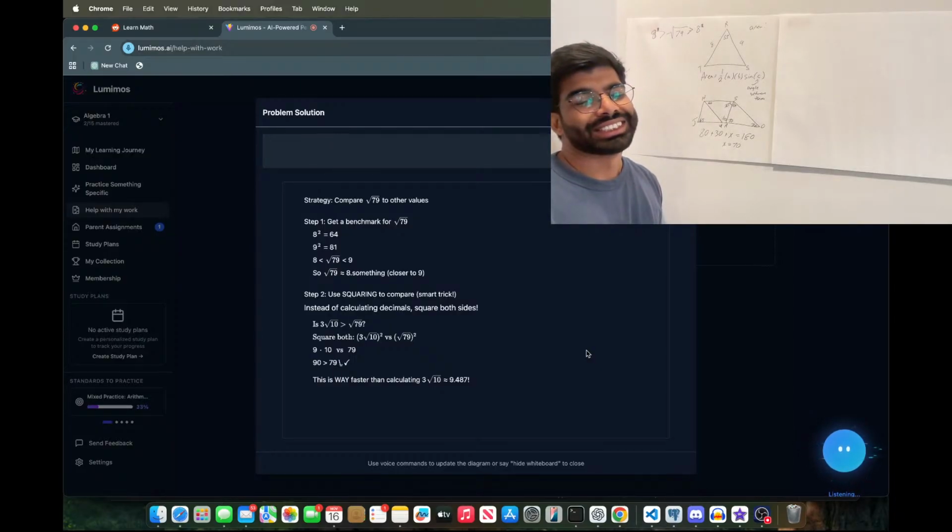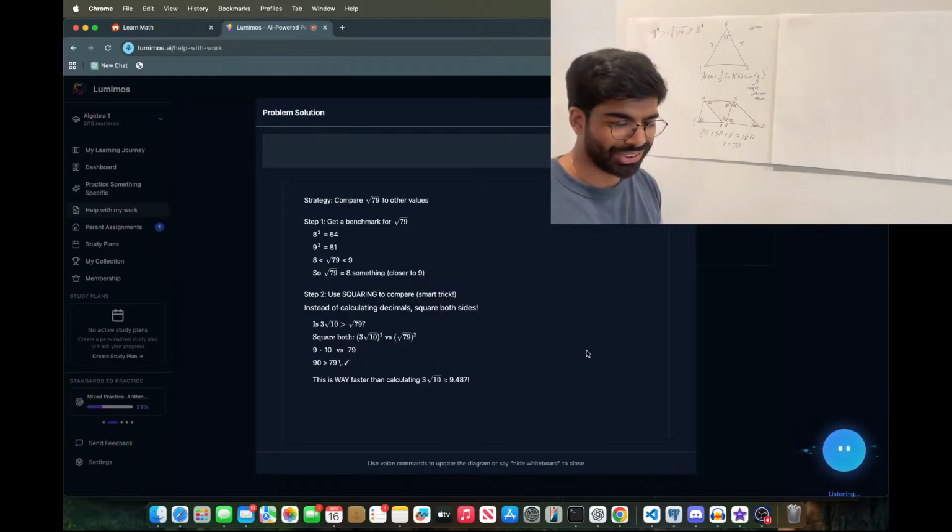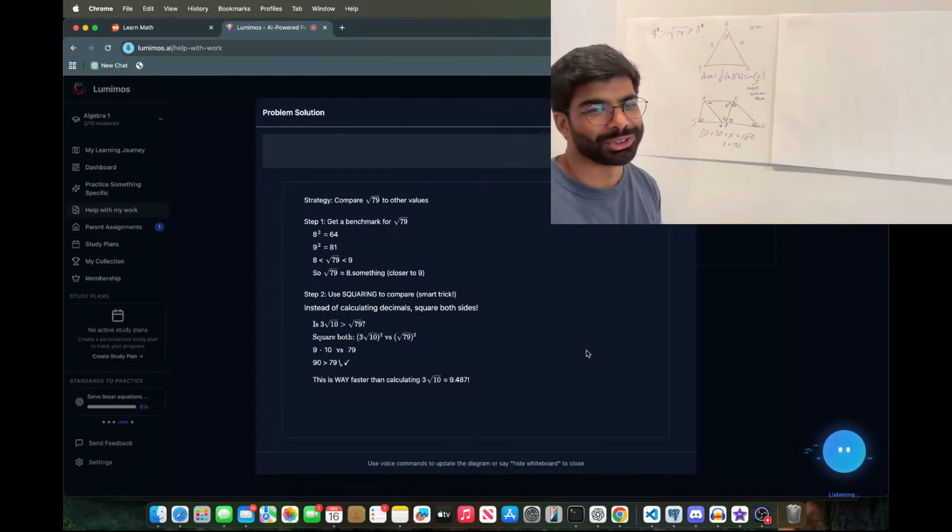Oh, I see. Yes, that's actually, you know what's so funny? One of my students last week was talking about this strategy, and it makes so much sense. I'm just looking for numbers between 8 and 9, and then I would square all the answer choices and figure out if they're between 8 and 9.